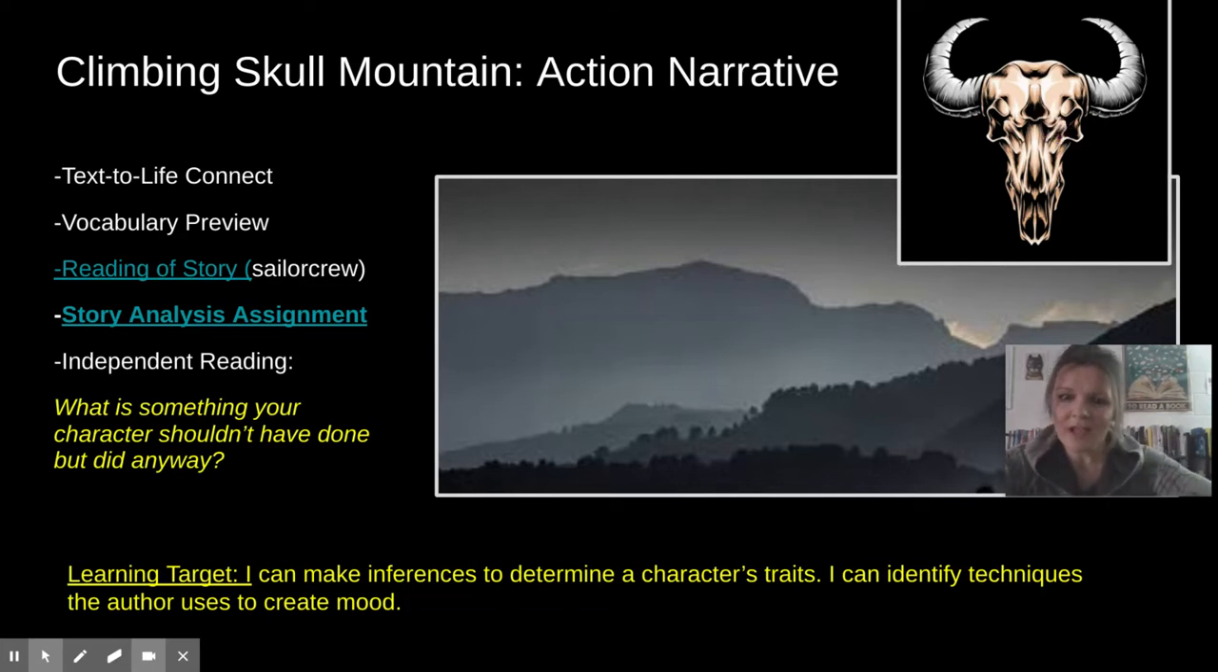In literature and life, talk is cheap, and it's your actions that really speak to your character and who you are. And so in our story, Climbing Skull Mountain, there are two brothers, and they behave very differently to the same situation. And so as a reader, you're going to be picking up clues. That's what it means to make an inference.